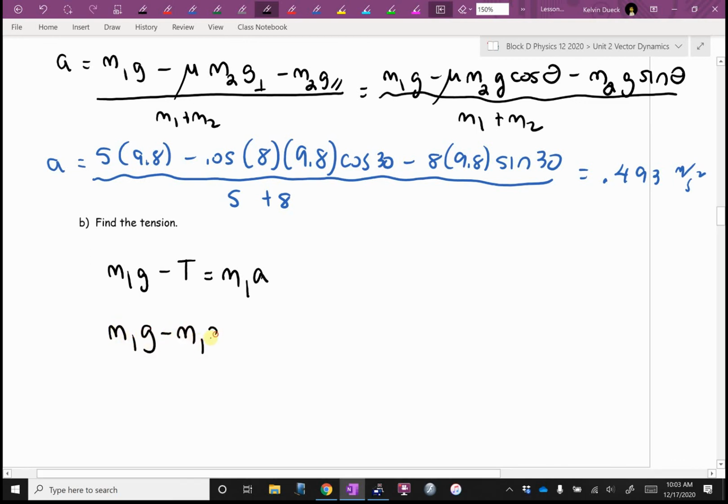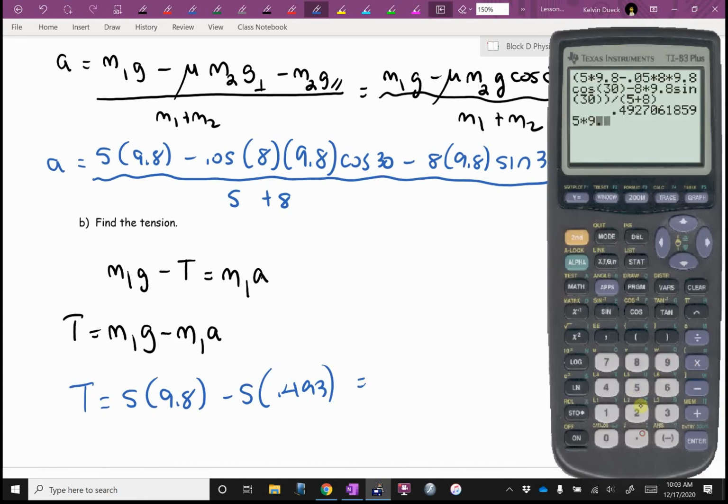M1G minus M1A equals tension. 5 times 9.8 minus 5 times 0.493. You know I'm going to use my answer button there. Looking for typos. I think I'm right. You get 46.536, 46.5?